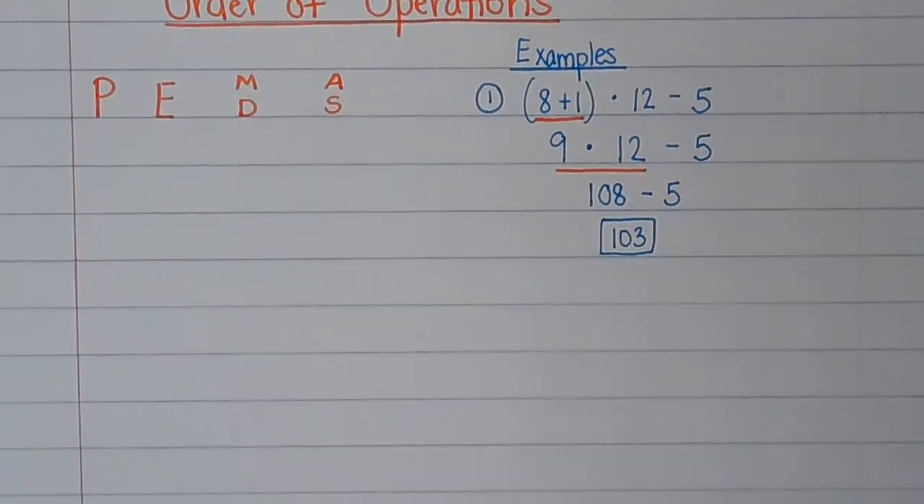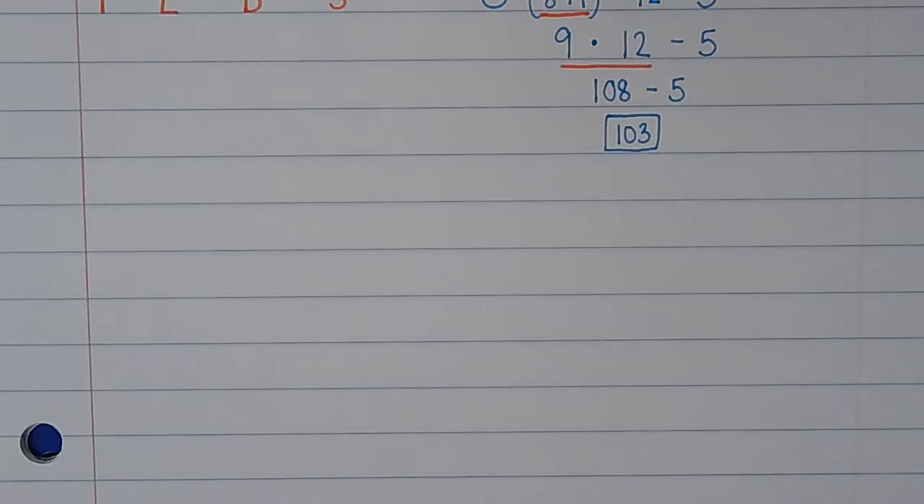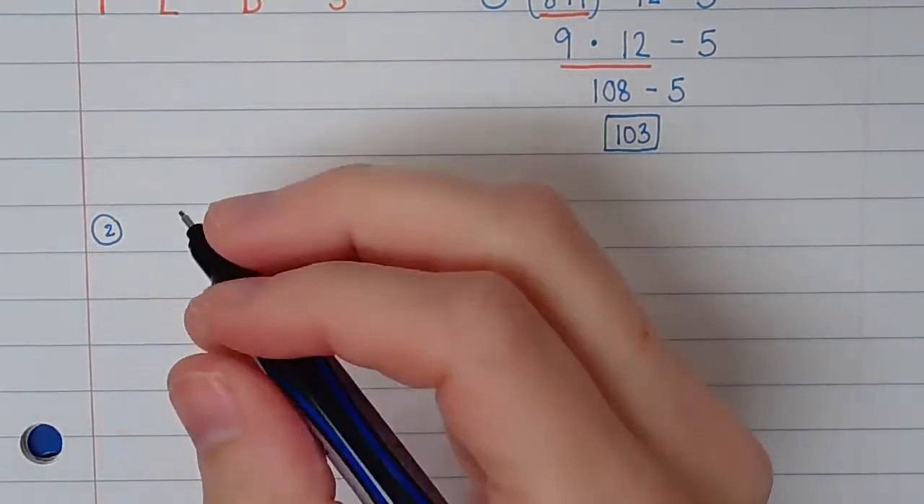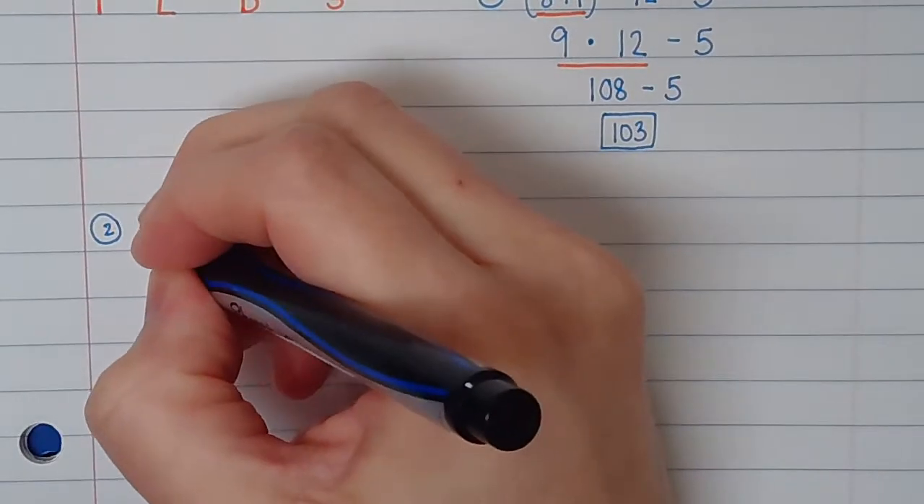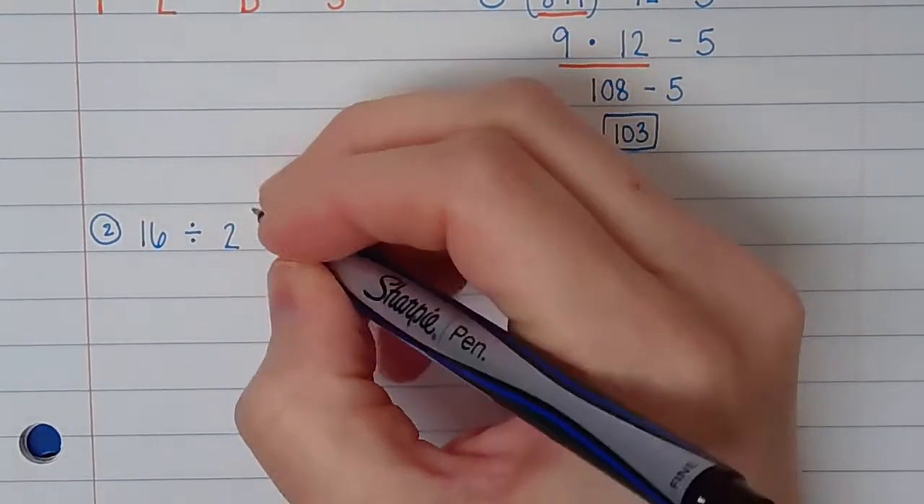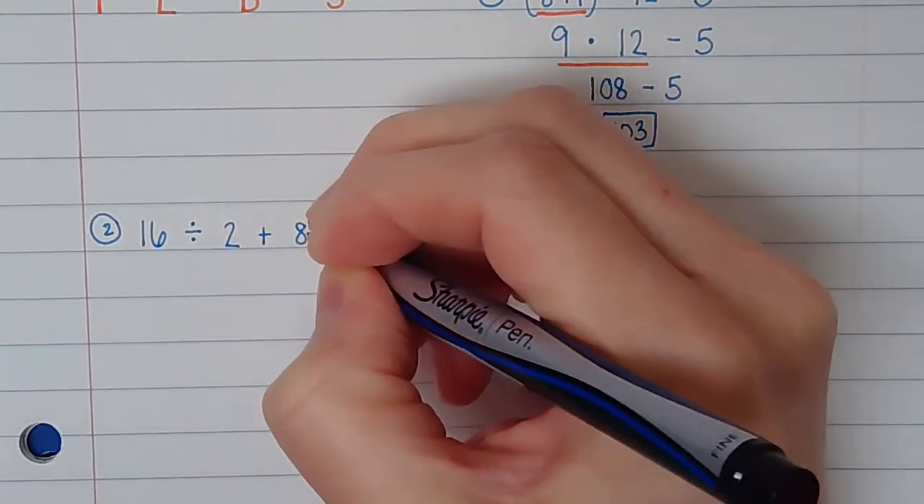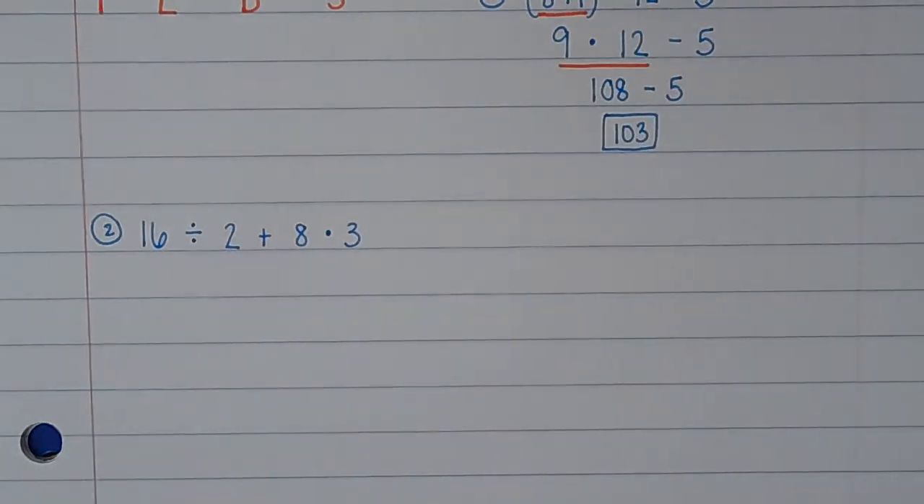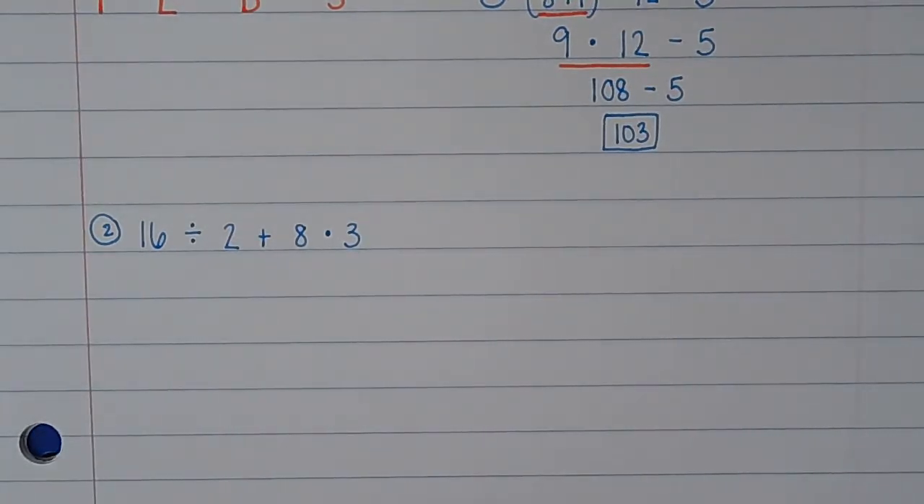All right, let's do the next one. Let's see. 16 divided by 2 plus 8 times 3. Okay, start with P. Do I have any parentheses? No, I do not. Go on to E. Do I have any exponents? No, I do not. Next section is M and D.